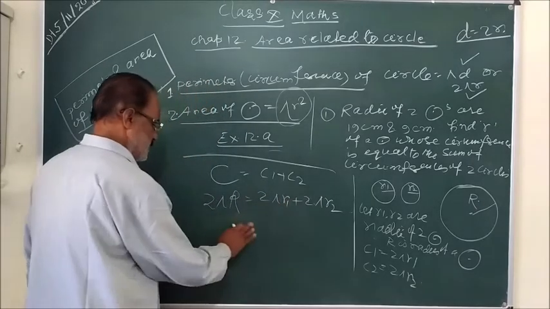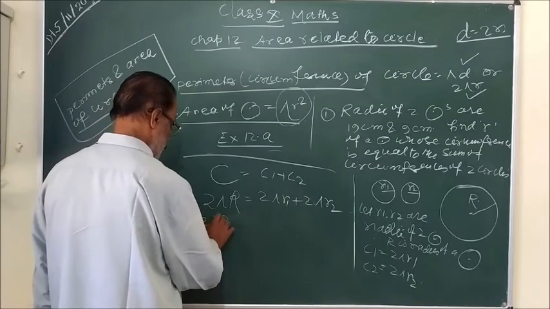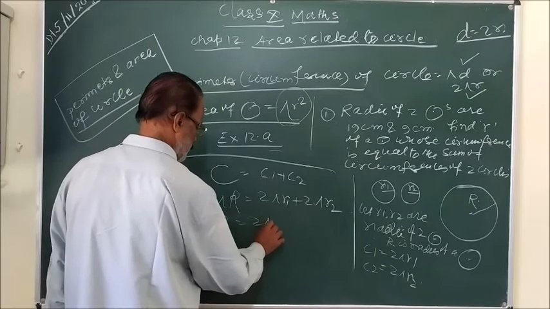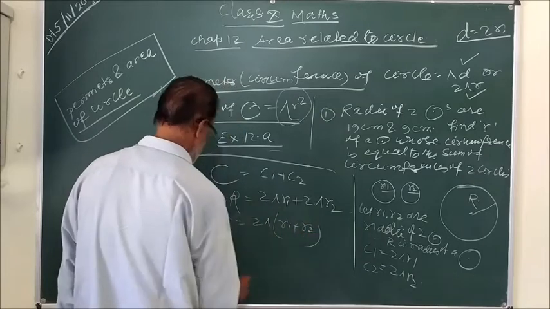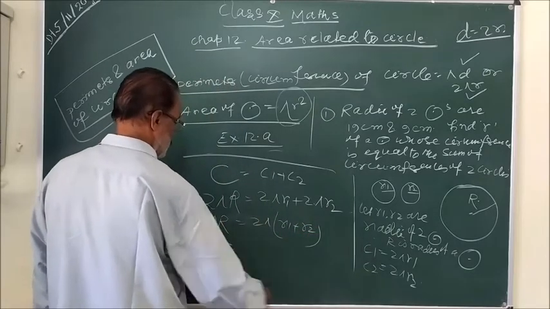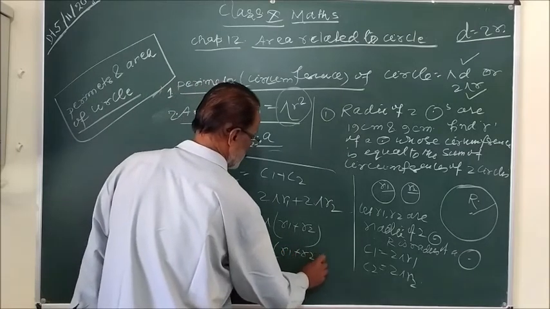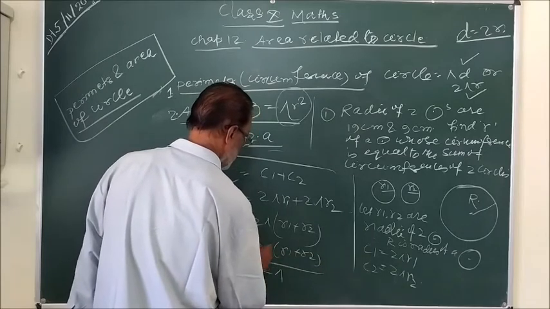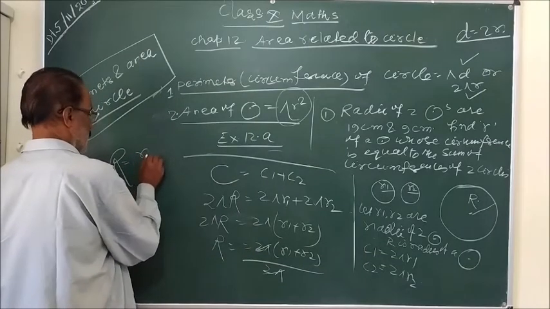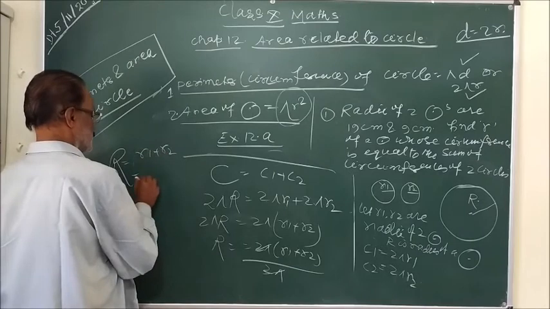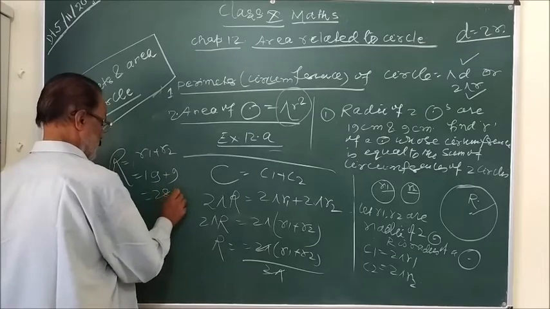But there is a very easy technique. 2 pi R is equal to 2 pi, taking pi common, times R1 plus R2. So capital R is equal to 2 pi times R1 plus R2 upon 2 pi. This 2 pi will be cancelled. So the radius of the circle is R1 plus R2. This is a very simple method. So 19 plus 9 is 28. This is the answer.